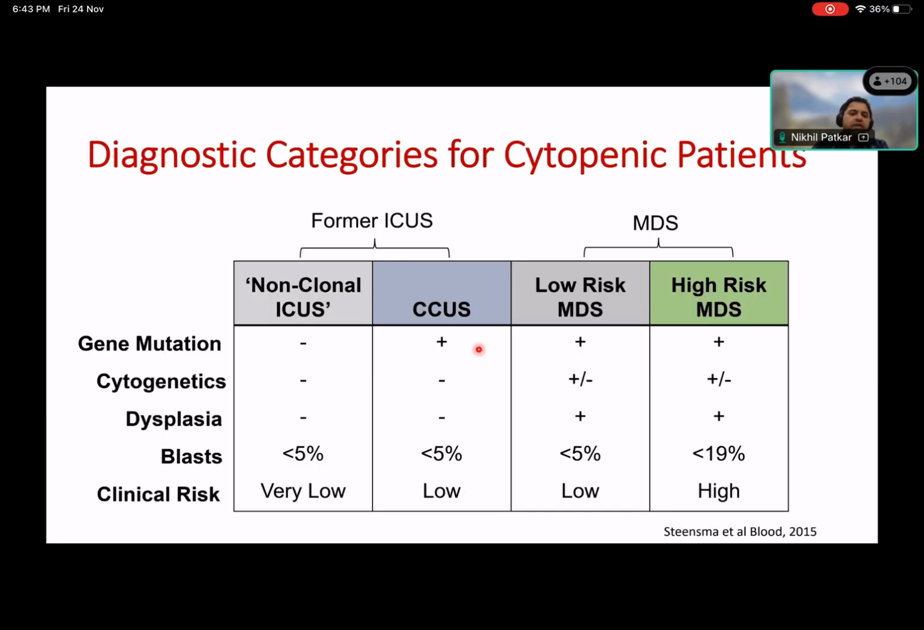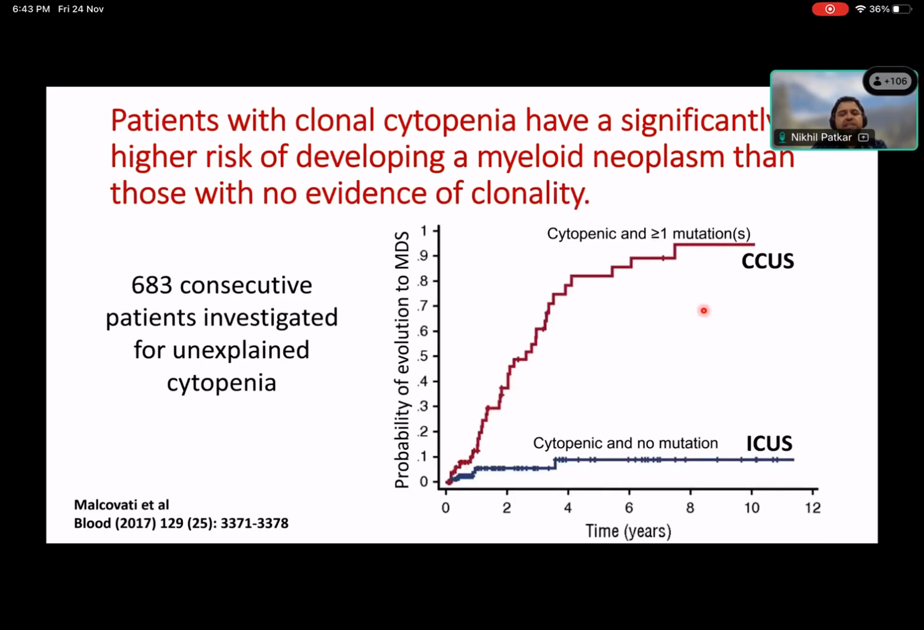So there are four different entities here. First is non-clonal ICUS, which lacks any mutations and has very low clinical risk. Then you have an entity called CCUS, wherein the patient has cytopenia and the presence of a gene mutation. As this clone continues to stay in the body, it then transforms into low risk MDS and high risk MDS, each of which has a higher risk of transformation to AML. It is important to know of this, and NGS is a very important diagnostic tool in cytopenia, because patients with clonal cytopenia have a significantly higher risk for development of a myeloid neoplasm than those without any evidence of clonality.